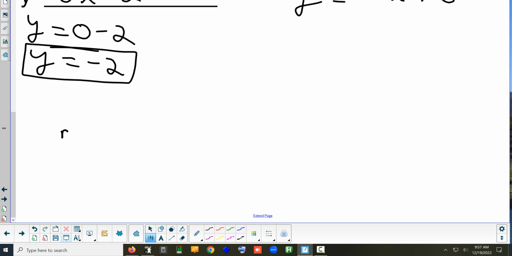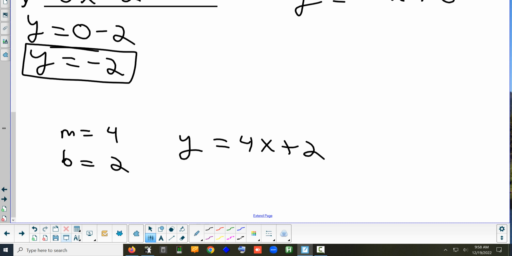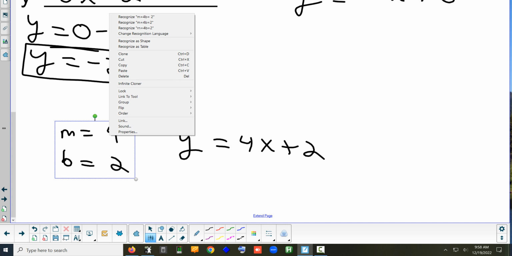So what if I had, let's just try this one. Let's say m was 4 and b was 2. Can somebody tell me what the equation would be if the m was a 4 and the b was a 2? 4x plus 2. Now, the reason the x didn't disappear is because the m wasn't a 0.